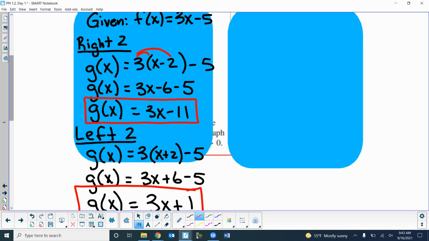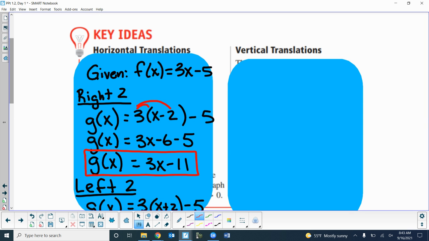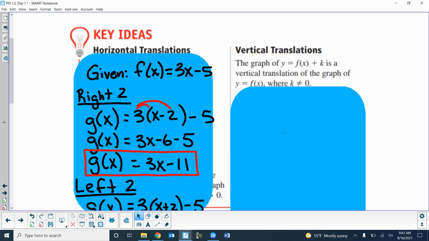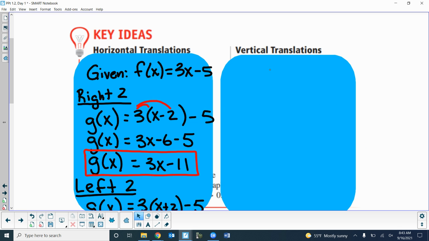Okay? So remember, right and left horizontally, that's what's inside the parentheses. If we're going vertical, we just add or subtract, right? Up or down, we do it on the outside. All this stuff sometimes is confusing to look at, but basically all we're doing is adding a number outside the function. Okay? That's basically all that's saying.